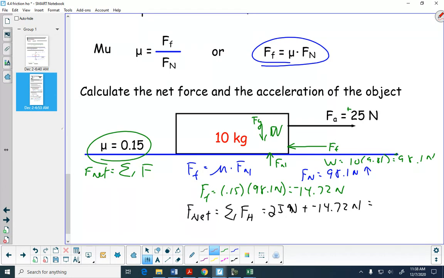Andrew? Sorry, my mic wasn't turning off. Would it be 10.2? 10.28. And that's going to the right, so that is our net force.